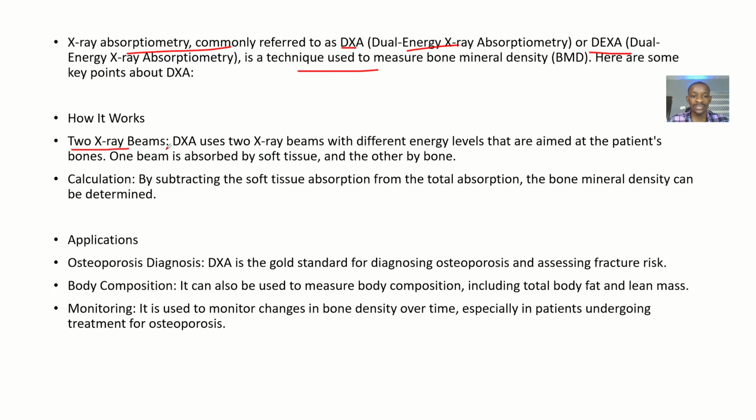DEXA uses two X-ray beams with different energy levels that are aimed at the patient's bones. One beam is absorbed by the soft tissue while the other beam is absorbed by the bone. When we talk about interpretation of results, you get to appreciate this more. Calculation: by subtracting the soft tissue absorption from the total absorption, the bone mineral density can be determined.